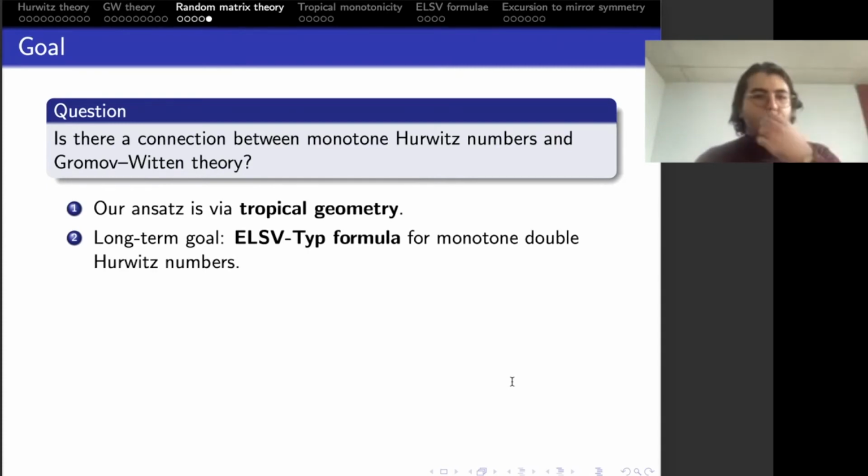So this is the long-term goal of this research project, but this is still a very much open problem. So for classical double Hurwitz numbers, we have been quite close with regards to this Goulden, Jackson, Vakil conjecture, but for monotone double Hurwitz numbers, this is still a long way to go. All right, but this is anyways the long-term goal.